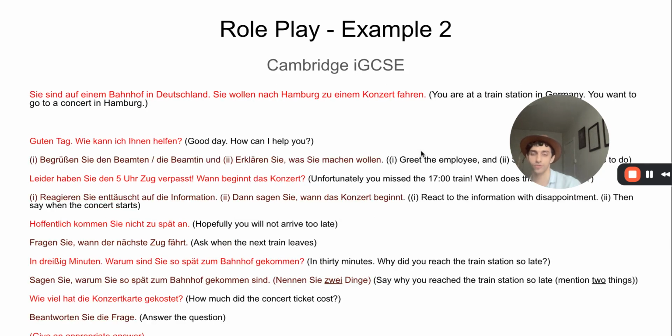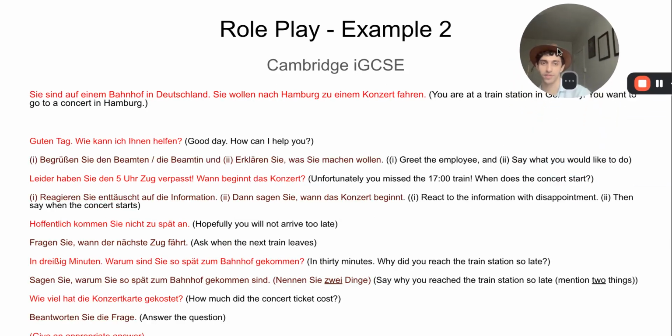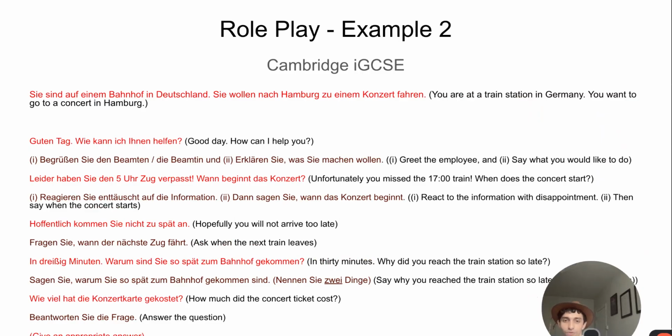Okay, now we'll move on to the second example. So this example is for Cambridge iGCSE. Cambridge iGCSE, as an iGCSE exam board, has no distinction between a foundation and higher tier. They're the same thing.